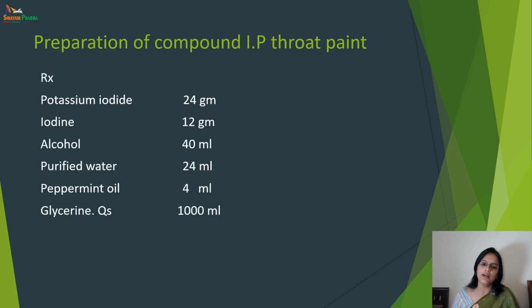Now look at this formula: preparation of compound IP throat paint. It contains potassium iodide, iodine, alcohol, purified water, peppermint oil, and glycerin. You have to remember this formula because you are going to write it in your examination if throat paint is asked, and you have to mention this example. So just remember, it contains potassium iodide, iodine, alcohol, purified water, peppermint oil, and glycerin.